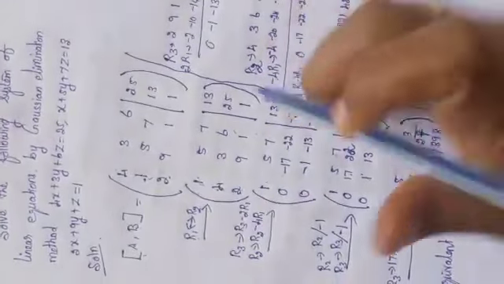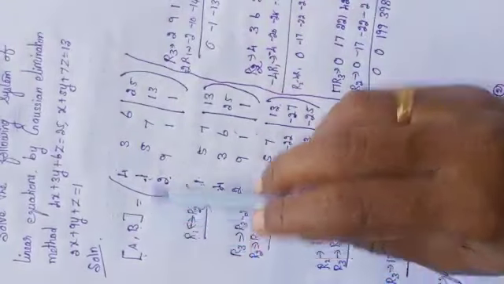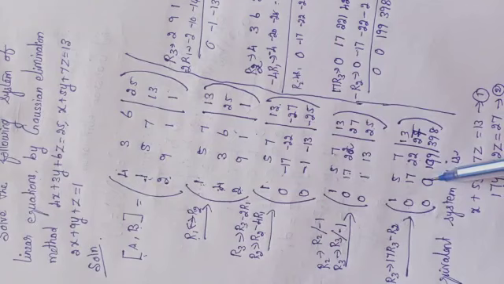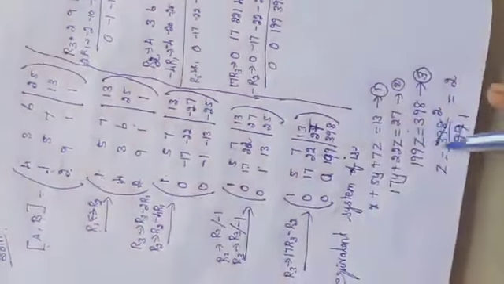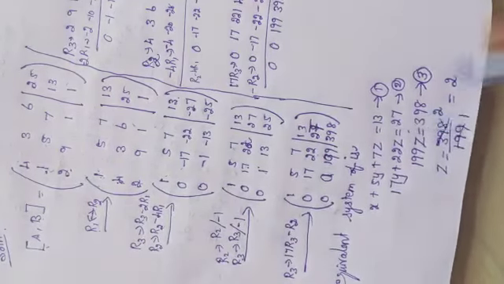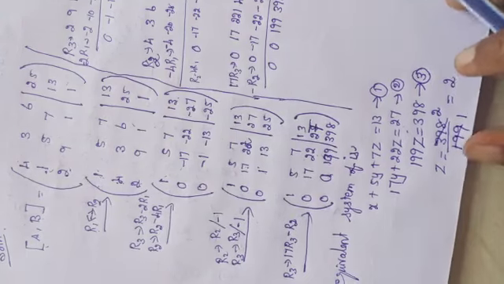Do you understand this? First, we have to write the augmented matrix. Then, convert it into row echelon form. Then, write the equivalent system of equations. Then, back substitution, isn't it? So, from the back, we are going one by one and we are getting the answer. Is that clear? Shall we do one more problem?